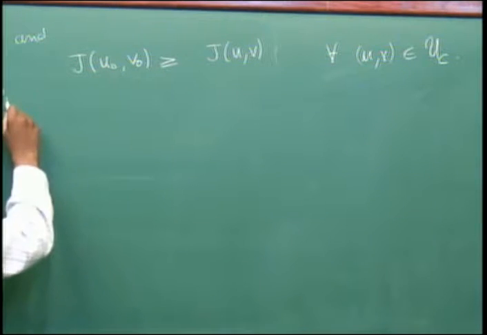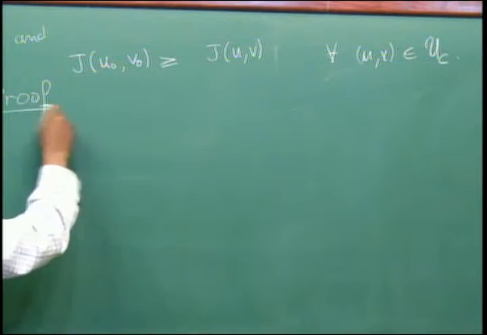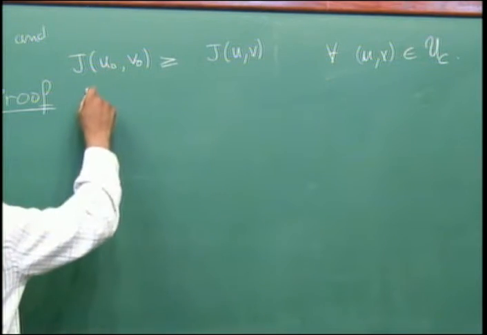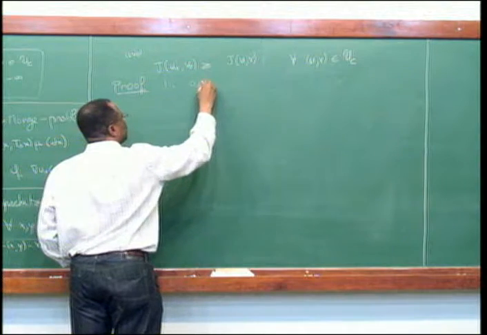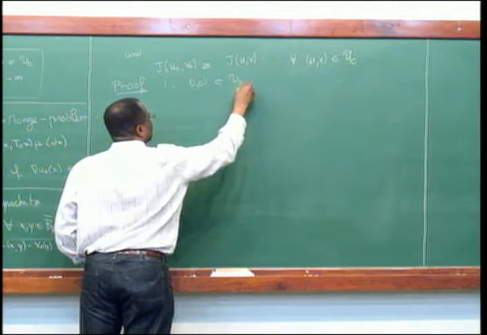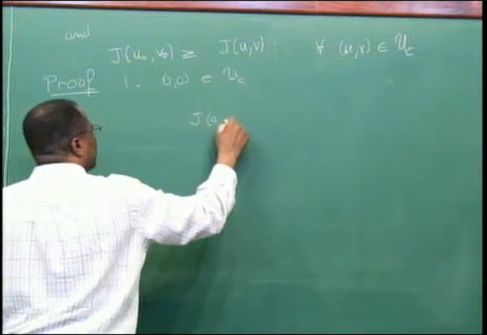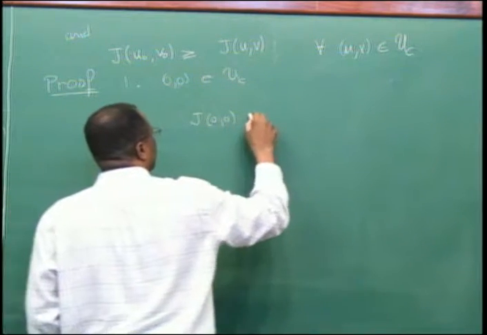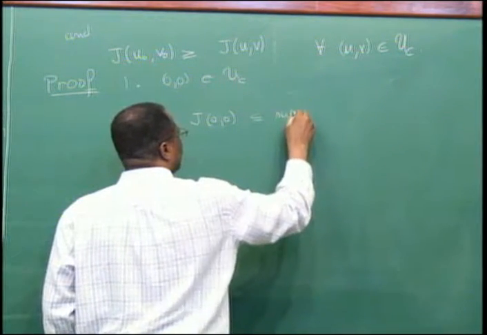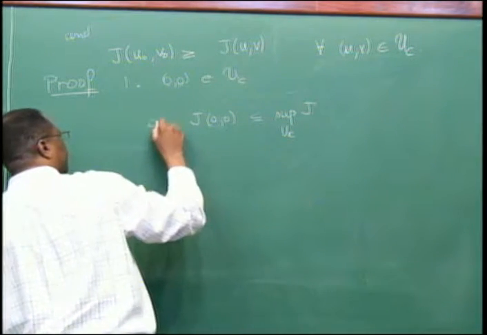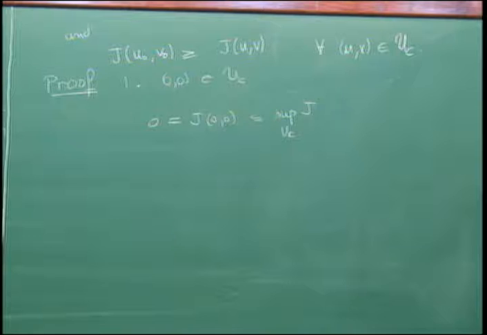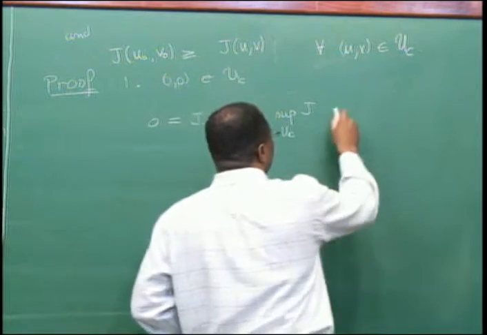So, proof. Let me start by avoiding triviality. (0, 0) is in UC, and so J of (0, 0) is smaller than the sup over UC of J. Okay, so the sup is not negative infinity.